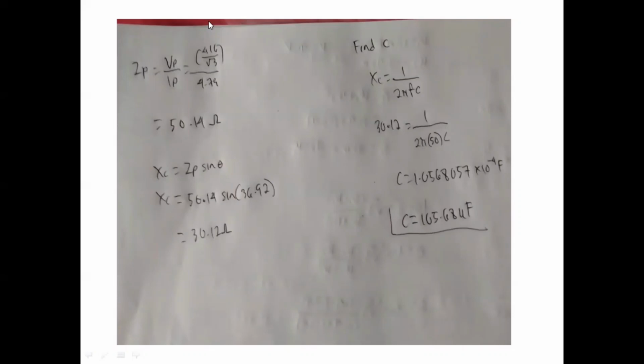Then to find the C, XC equals 1 over 2 pi f C. Then 30.12 equals 1 over 2 pi times 50 times C. C is equal to 1.0568 times 10 raised to the negative 4. The C is 105.68 microfarads. That's all. Thank you.